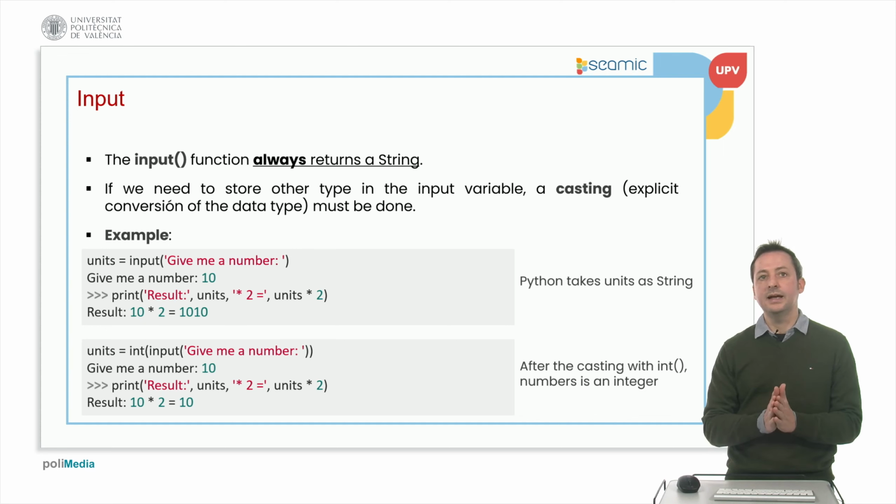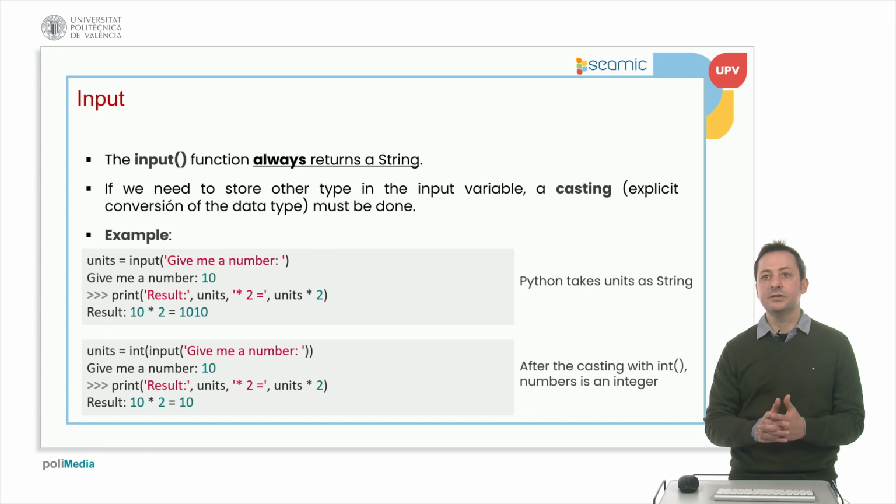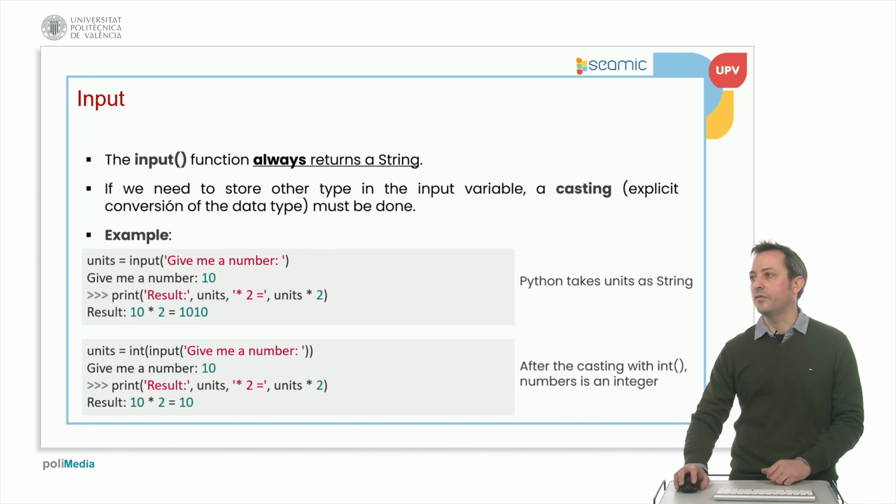So you must take into account that the input function always returns a string. That means that even if we write 18, this 18 will be treated as the string 1 and 8. So if we want to use this 18 as a number, we need to carry out an explicit conversion, that is casting. Here you have an example. We write give me a number, we put 10 and press enter. But this number at this point is treated as a string. So if we write the print statement with the type of variable units, we will observe that the type of units is string instead of integer.